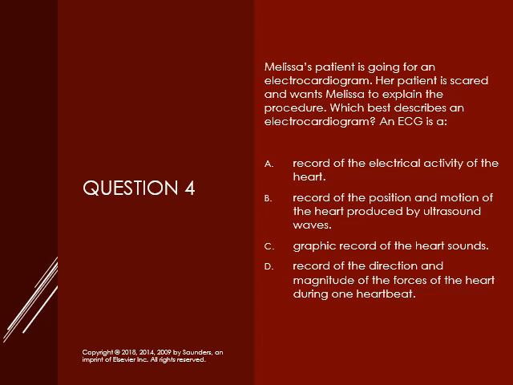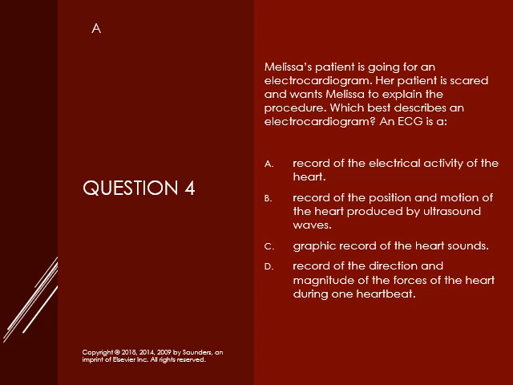Or is it D, an electrocardiogram is a record of the direction and magnitude of the forces of the heart during one heartbeat? So what's the best description here for an electrocardiogram? It's A. The electrocardiogram is a record of the electrical activity of the heart, whereas an echocardiogram is a record of the position and motion of the heart produced by ultrasound waves.